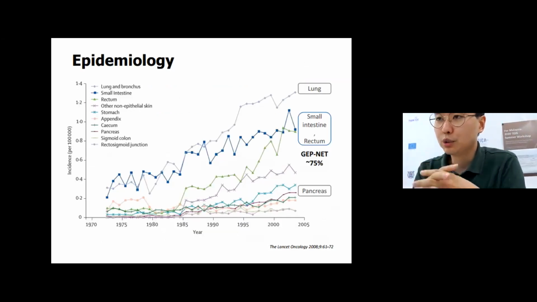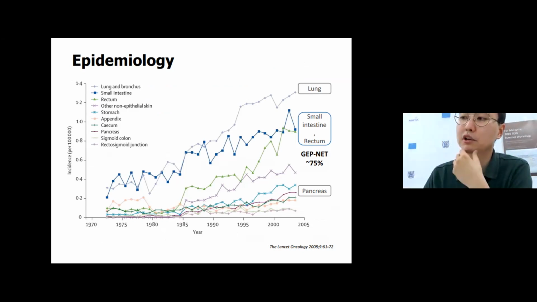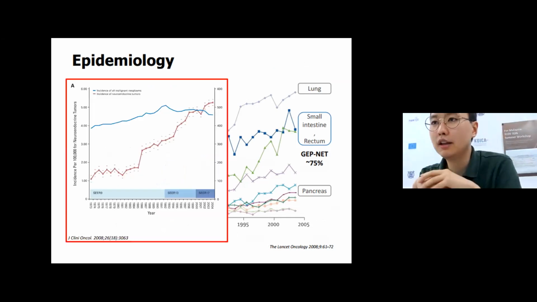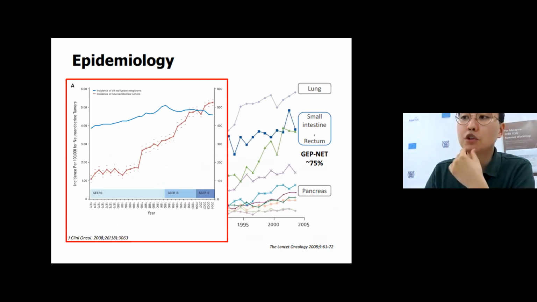Also, as I have shown you with the Korean case, worldwide the number of neuroendocrine tumors is increasing. Interestingly, compared to the incidence of all malignant neoplasms, the increasing rate of incidence for neuroendocrine tumors is higher, and it has been getting higher and higher recently.